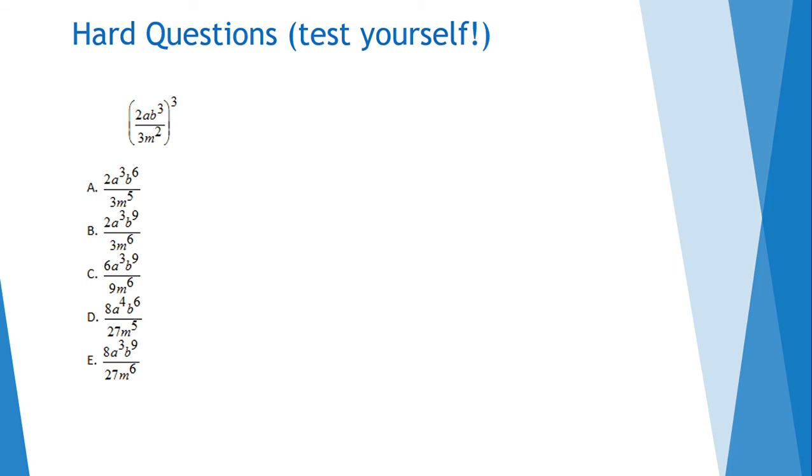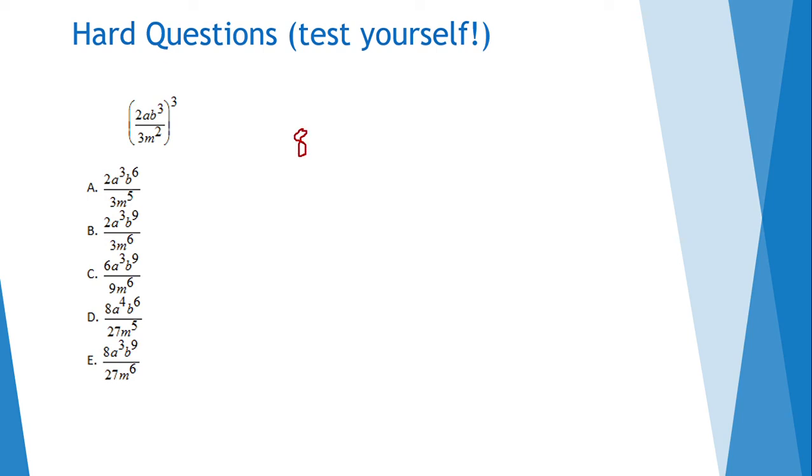And now it's time for a hard question. So we have 2 times a times b to the power of 3 over 3m to the power of 2, all to the power of 3. So the way I'm going to go about this is I'm first going to take that 3 from the outside and apply it to everything within. I can apply it to each number in here because they're all multiplied together. So I'd have 2 to the power of 3, that would be 8 up here.